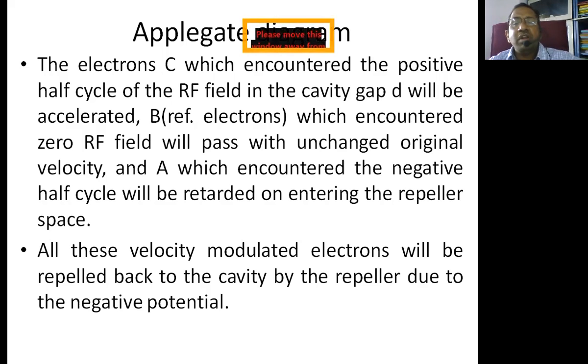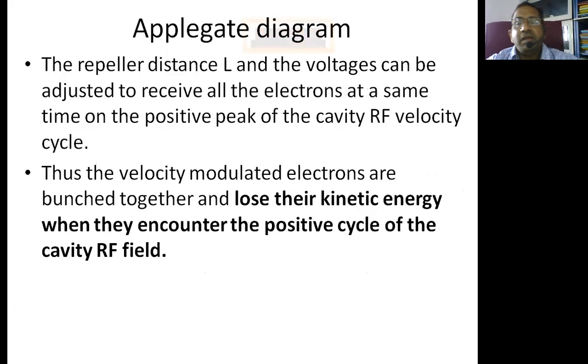All these velocity modulated electrons will be repelled back to the cavity a second time by the repeller electrode due to the negative potential. So this is how it reaches the output cavity. The repeller distance L and the voltages can be adjusted to receive all the electrons at the same time on the positive peak of the cavity RF voltage cycle.